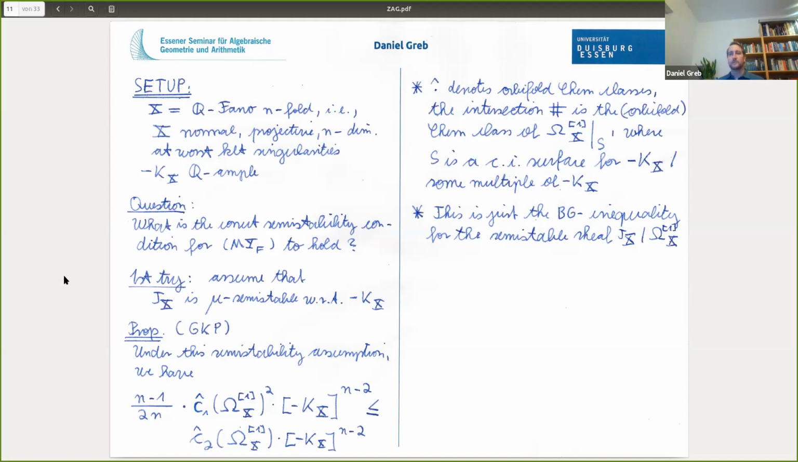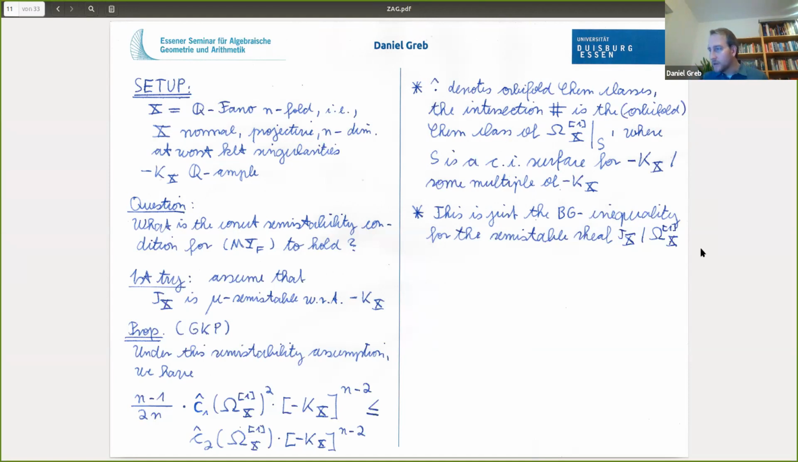If you restrict to the case of terminal singularities or singularities which lie in codimension 3 or higher, this complete intersection surface will be smooth, and then you can write a standard C1 and a standard C2. And so why this is not a theorem, just a proposition or an observation. Basically, this is just the Bogomolov-Gieseker inequality for the restricted sheaf TX or omega 1 of X.